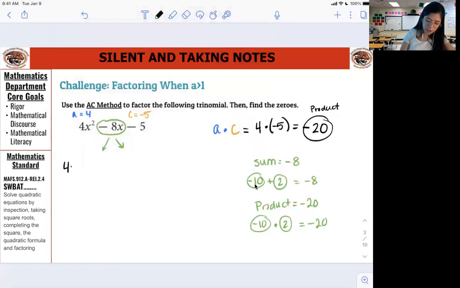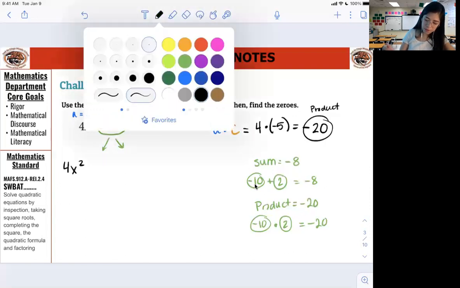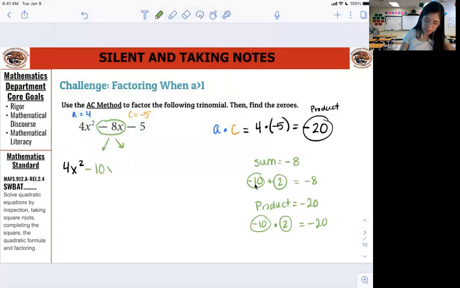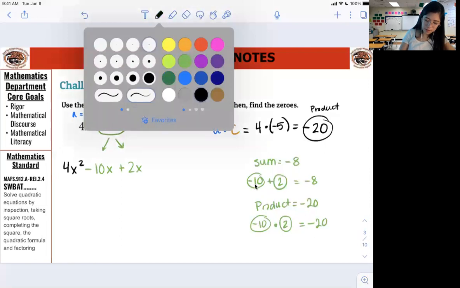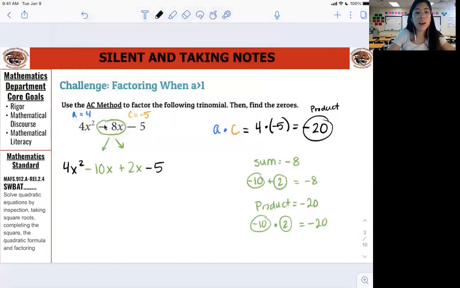So this ends up being 4x squared minus 10x plus 2x minus 5. Now the order does not matter. And that's actually something really cool about this method, is that it doesn't matter if you write -10x plus 2x or if you write it as 2x minus 10x. You can write it either direction. It works both ways. Questions up to this point?